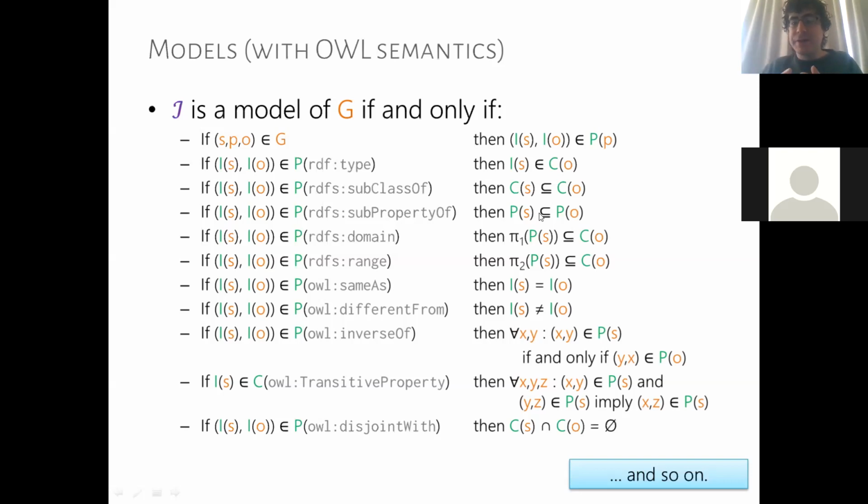So this starts to somehow define interpretations that model the data, interpretations that fit the data, that fit a particular graph, right? So a model is essentially an interpretation that fits the graph.